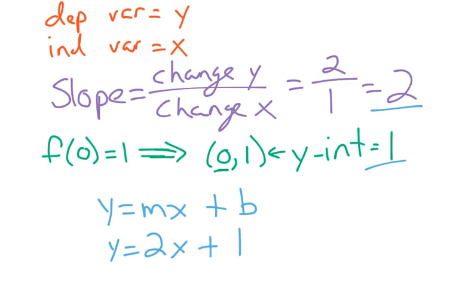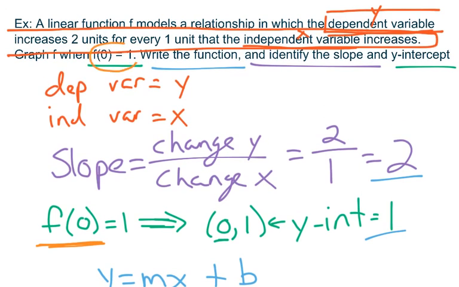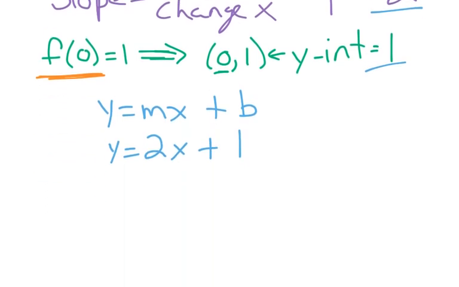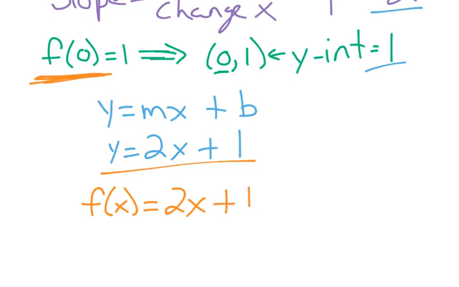But this isn't quite correct because we have this f of 0. If your question is written in function notation, your answer needs to be in function notation. The only difference between xy notation and function notation is the f. Remember, f of x is the same thing as y, so we just need to replace y with f of x. f of x is equal to 2x plus 1. That is your final answer.